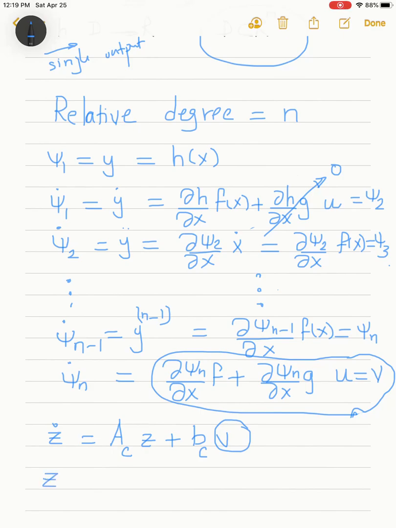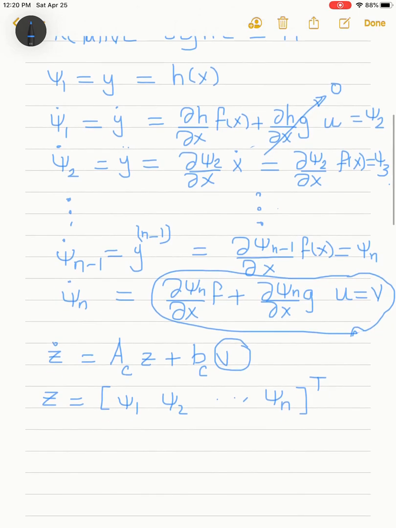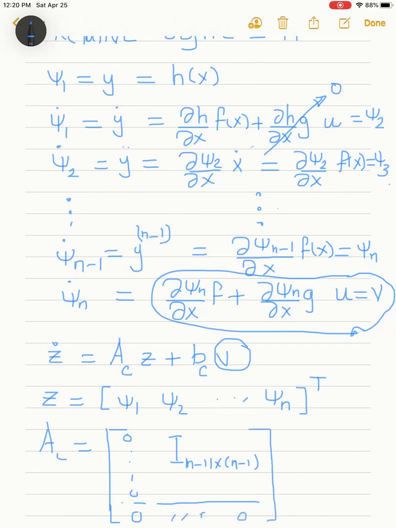We can define the vector z as psi 1, psi 2 up to psi n transpose, and the A matrix is the controllability form of the state matrix. So we'll have here a column of zeros, the identity matrix of dimension n minus 1, and the last row will be all zeros. So this is the A matrix. We can also have the B vector. It is composed of all elements zeros except the last one, which is 1.